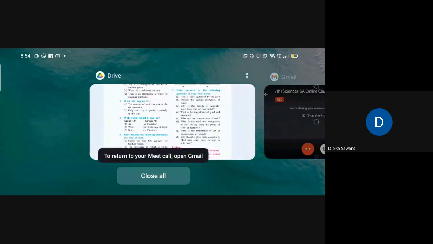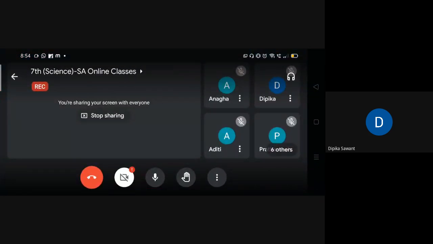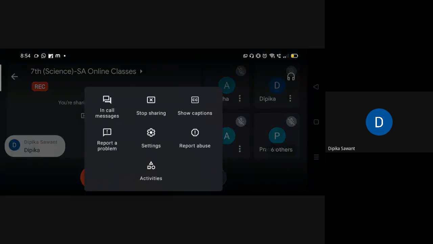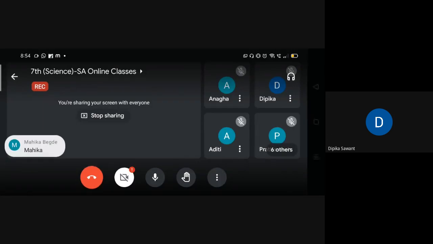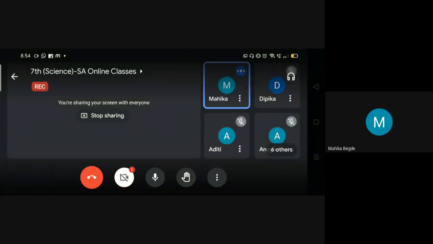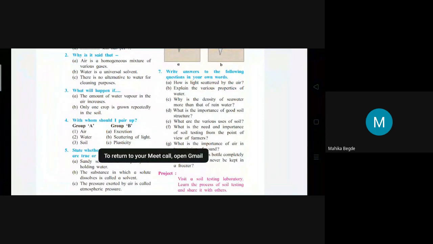Next is, why is the density of seawater more than that of rainwater? Dissolved salts in the sea water, therefore the density of sea water is more than the rainwater.